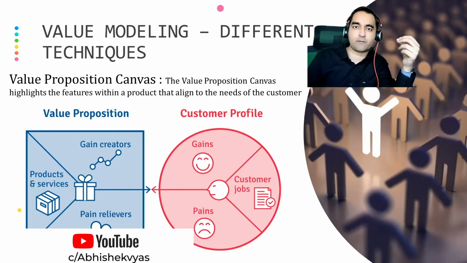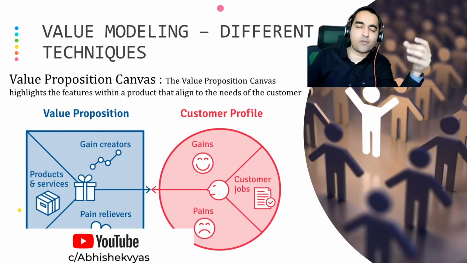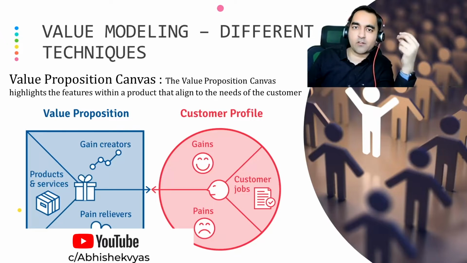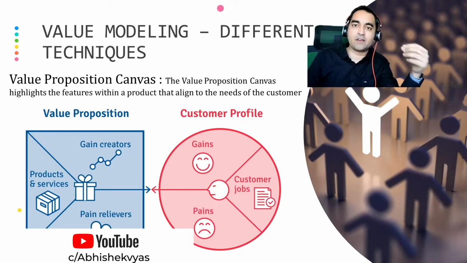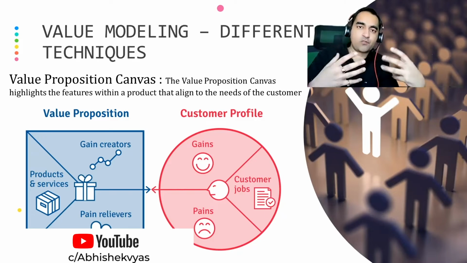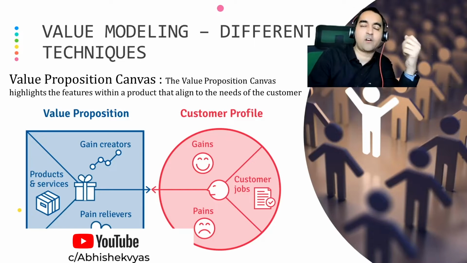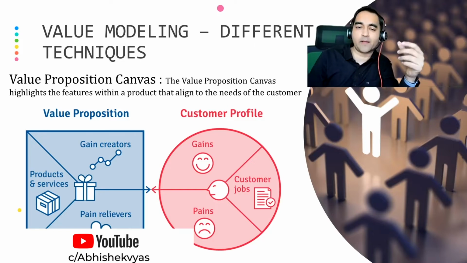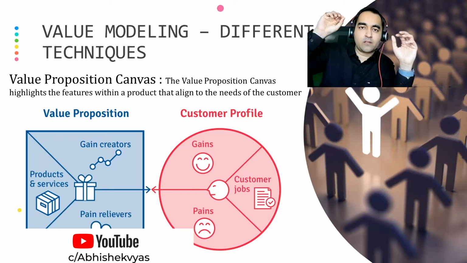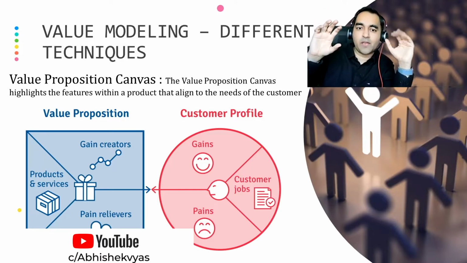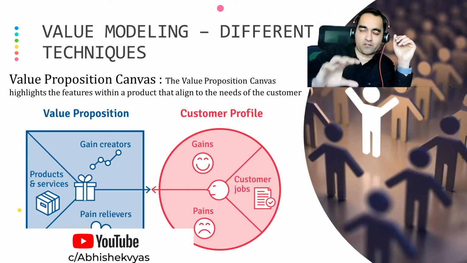So for example, if there is a video editing software that can do video editing based on AI processing so that you don't need a lot of time to edit your video, that is a good example of a pain reliever. And it can also comprise products and services, so it can also enhance the existing products or services that you are already offering. And the idea is to map these gain creators or pain relievers with your customer profile.